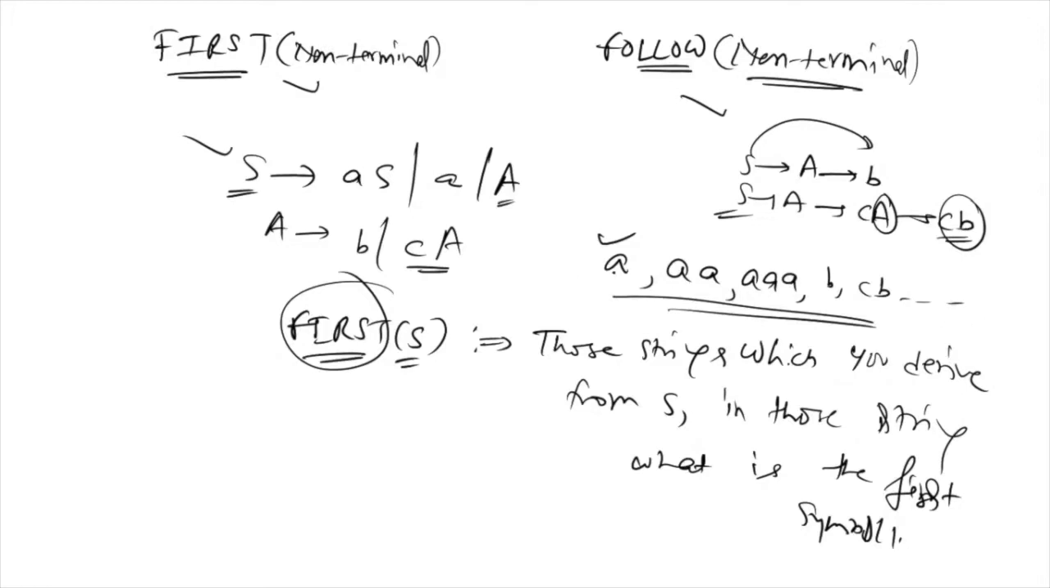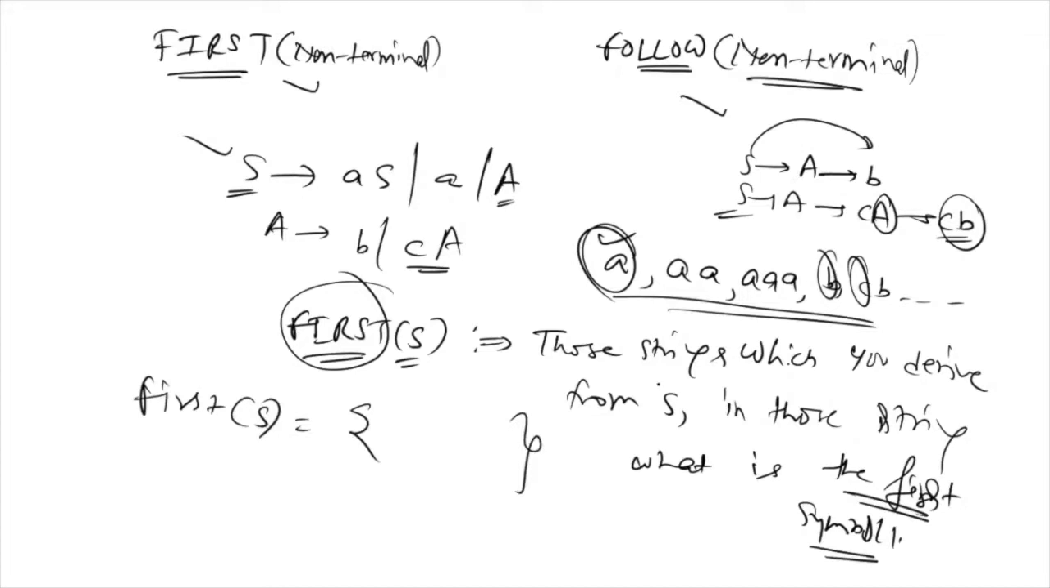But the focus is that if you see all these strings and collect the first symbol, this A, we have already collected A, so this B you can collect, this C you can collect. So basically collect all the first symbols of these strings. So what will be the first of S? First of S will contain the first symbols: A will be there, B will be there, C will be there. So this is how you can calculate first of S.